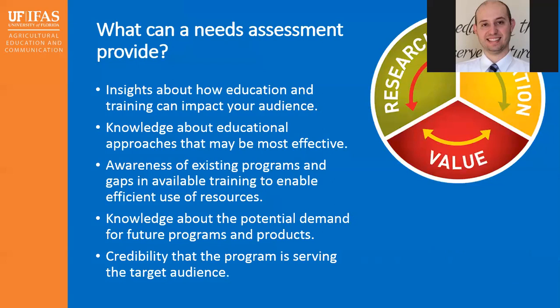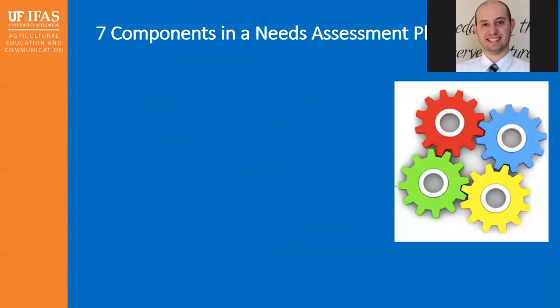So we've spent a lot of time now going over the why of the needs assessment, and now we'll go ahead and dive into the how. There are 7 components in a needs assessment plan. A needs assessment is essentially set up similar to any research project or evaluation effort. So we start with writing our objectives, and these are learning objectives essentially. What do we want to learn throughout this process?